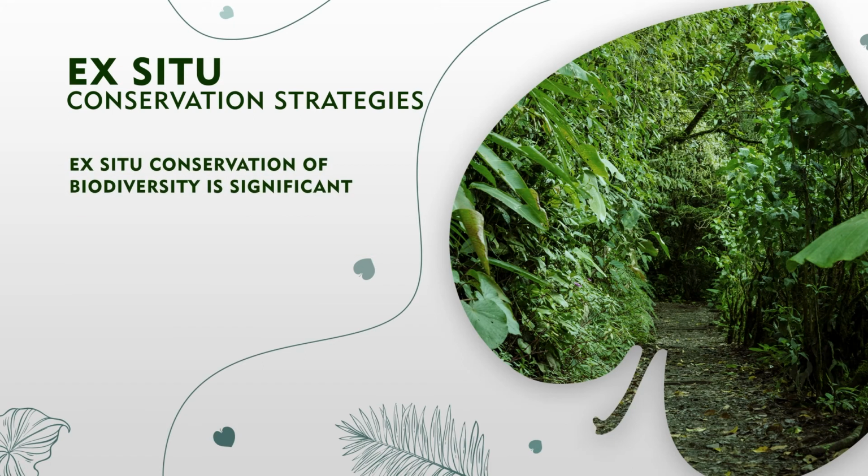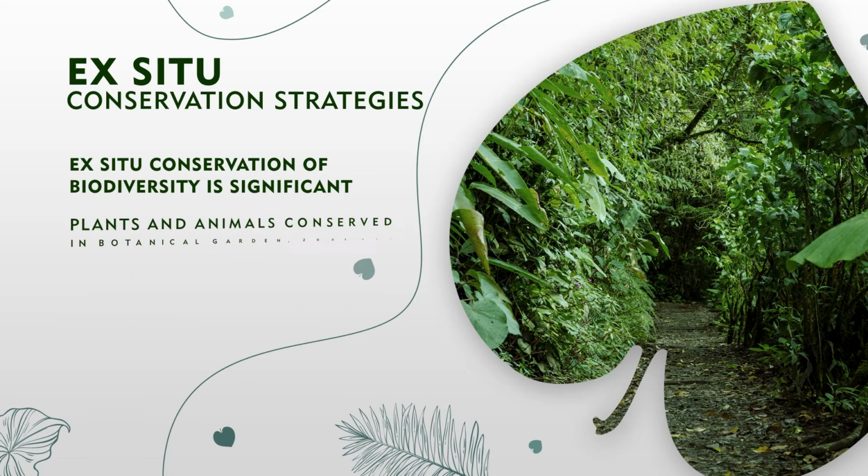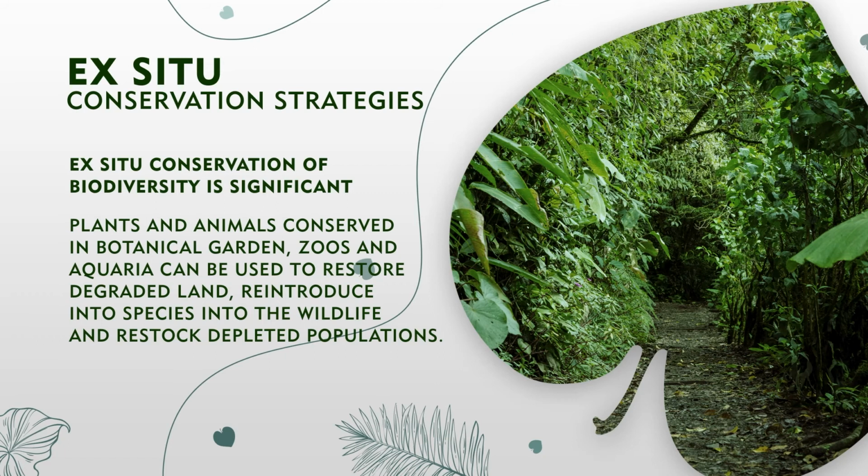Ex situ conservation of biodiversity is highly significant for certain reasons. Two of the basic reasons are: one, the conservation of wild varieties of plants or crops and the culture of microorganisms provide a source of genetic material. Second, plants and animals conserved in botanical gardens, zoos and aquaria can be used to restore degraded land, reintroduce those species into the wild, and restock depleted populations in the wild.